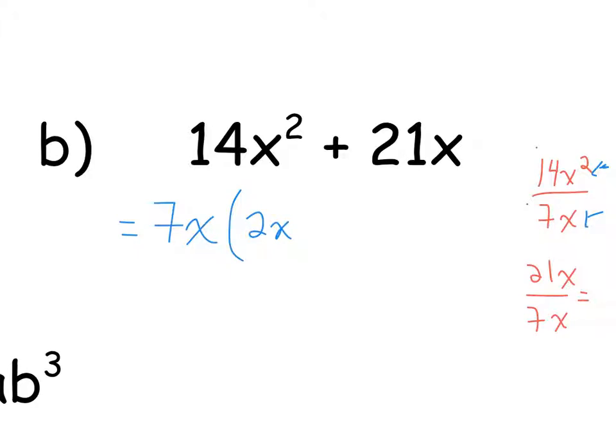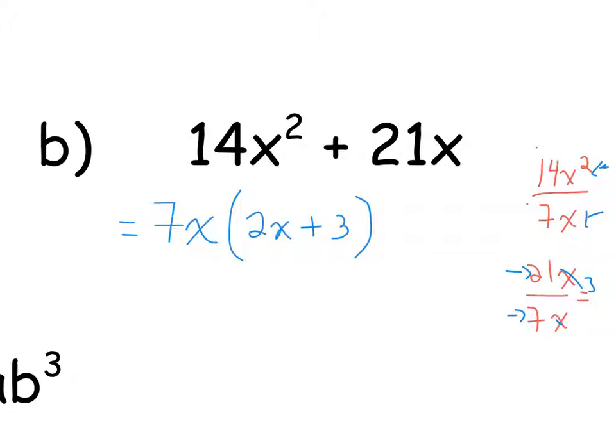So 21 divided by 7 will give me 3. And x divided by x, well, those just simply cancel out. And so I'm left with 3, so then I say plus 3. If the value that I got was negative, I would be subtracting there. All right, so there I am. I'm done. I've common factored this.